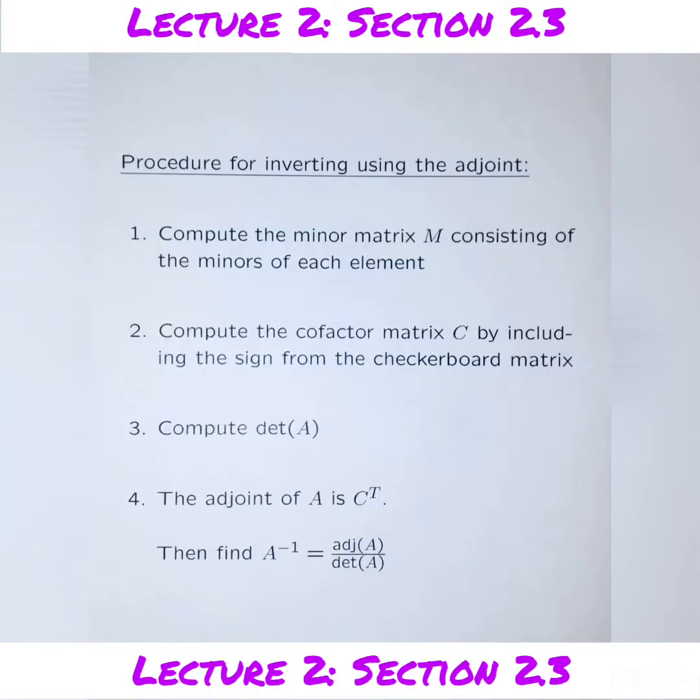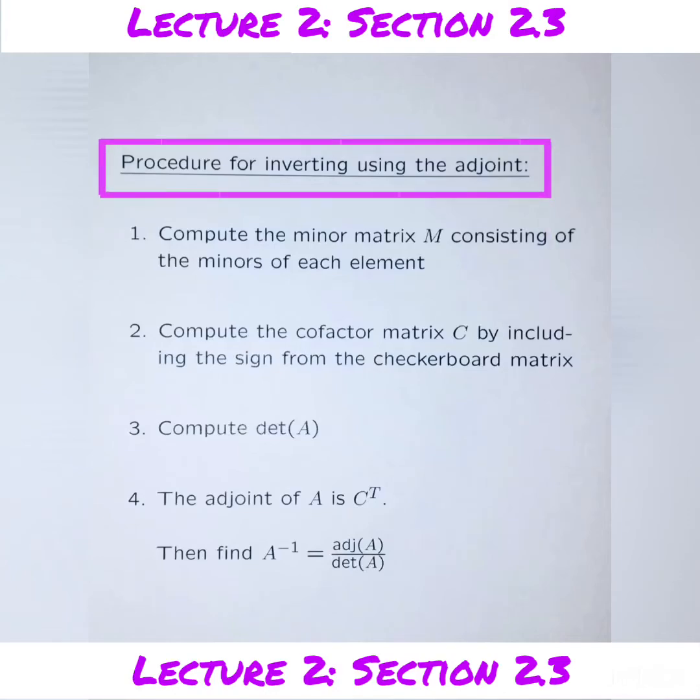All right, so next we look at the procedure for inverting a matrix using the adjoint method. You first compute the minor matrix M consisting of the minors of each element. For each element, the entry in the ith row and jth column, the minor is the determinant of the matrix that I get by cancelling the ith row and the jth column of the original matrix.